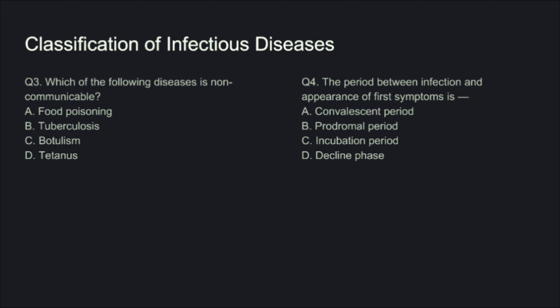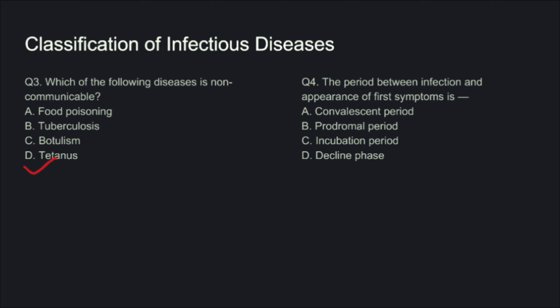Yes, so the correct answer for this question is option D. Tetanus. Tetanus is caused by the spores of Clostridium tetani, and these spores enter the body through wounds, not person to person. Now question number 4.